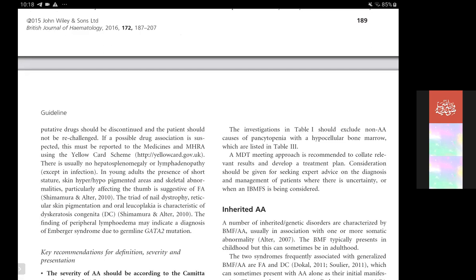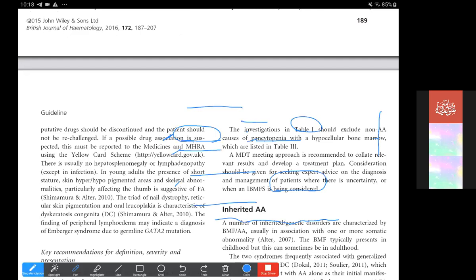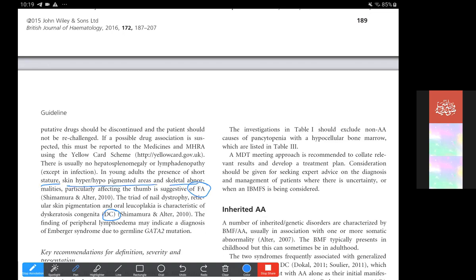Then for young patients in the pediatric age group, we need to be very vigilant about three signs which point to Fanconi anemia and dyskeratosis congenita. The three signs you have to look for are the stature, the skeletal abnormalities, especially of the thumb, and then skin hyper- or hypopigmented areas.